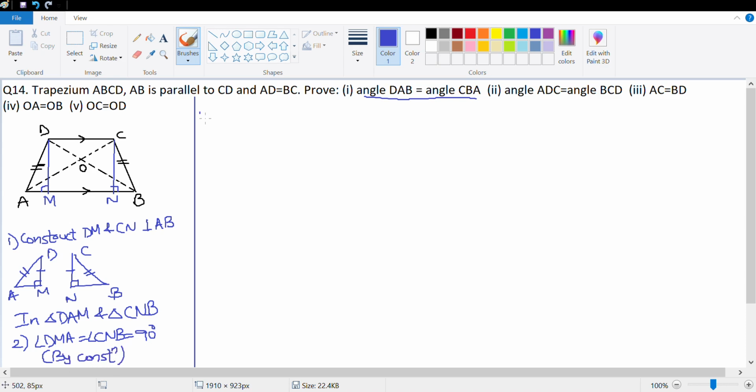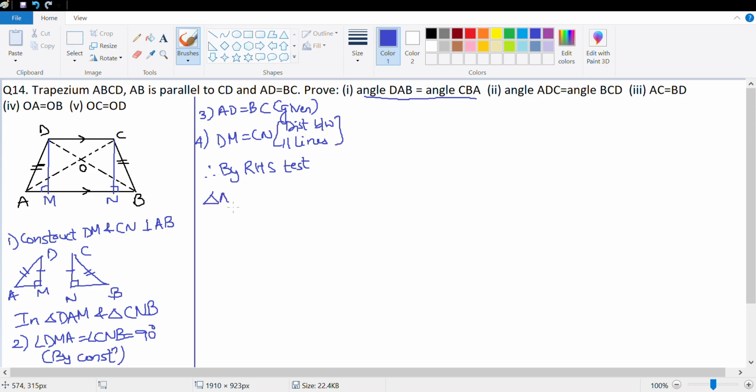Next, number 3, which is AD is equal to BC. This is given. And number 4 would be DM is equal to CN. This is distance between parallel lines is equal. Therefore, by RHS test, the right angle, hypotenuse and side, triangle ADM is congruent to triangle BCN. Good. What this means is, this is point number 5.